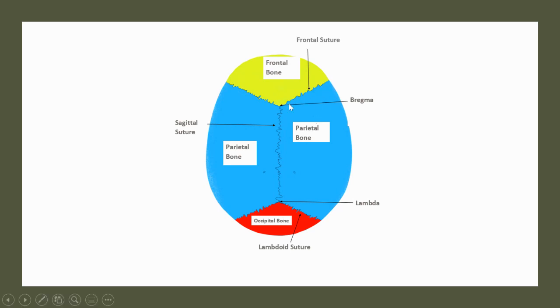Here's the location of the frontal suture, the sagittal suture, and the lambdoid suture. Notice here is the lambdoid at the intersection of the occipital and parietal bone. Here's the bregma at the intersection of the frontal and parietal bone.